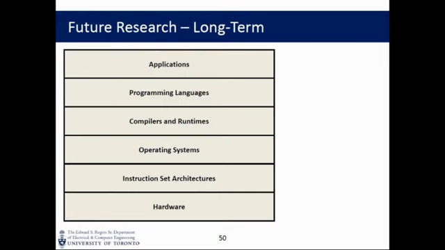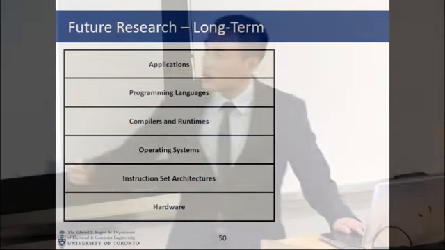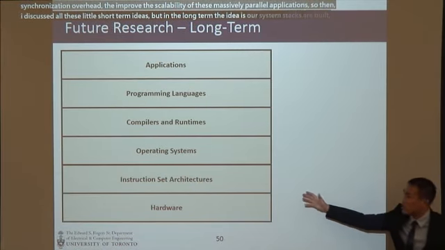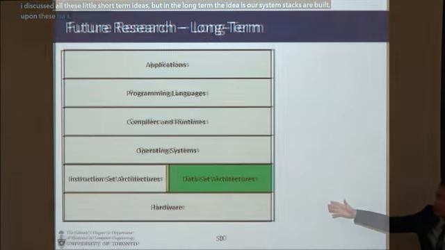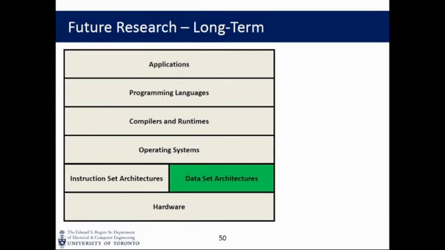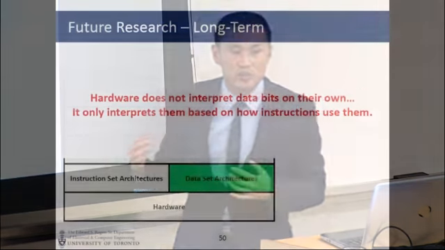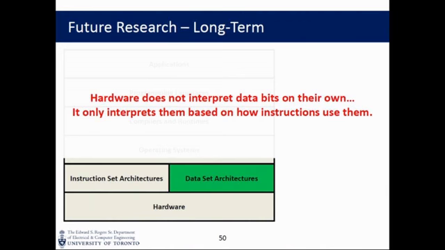So then, I discussed all these little short-term ideas, but in the long term, the idea is our system stacks are built upon these ISAs, instruction set architectures. And I've moved towards more of a notion of a DSA, a data set architecture, because right now hardware doesn't interpret data bits on their own. It only interprets them based on how instructions use them.